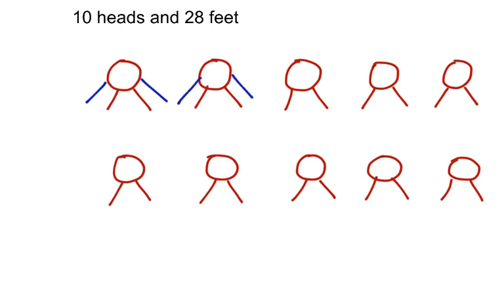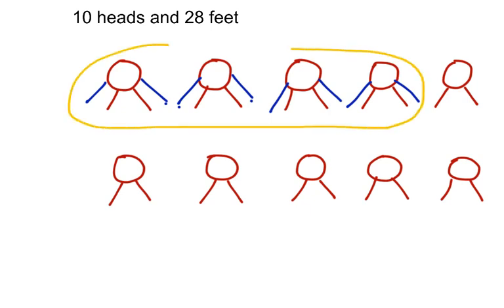Let's see, how many feet did I have? I started with 20, so now I have 21, 22, 23, 24, 25, 26, 27, 28. I've got 10 heads. I've got 28 feet. How many of these are pigs? Well, these right here are the pigs. So I've got 4 pigs and 6 chickens. A perfectly good way of going about solving that problem.